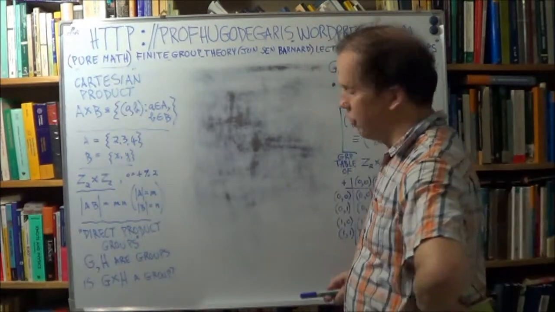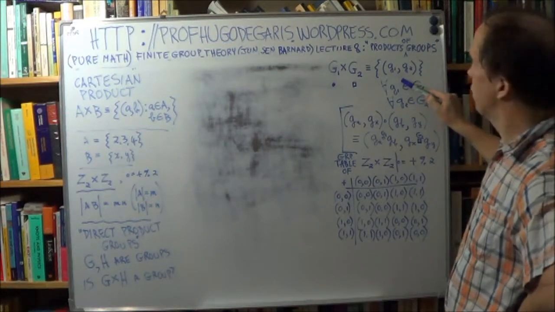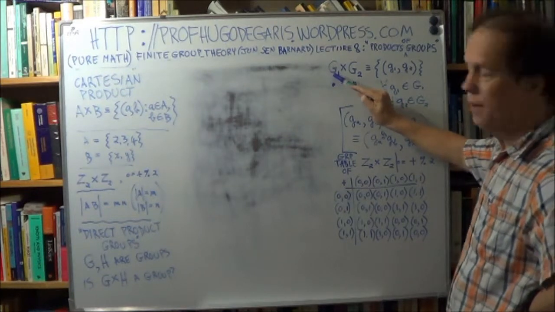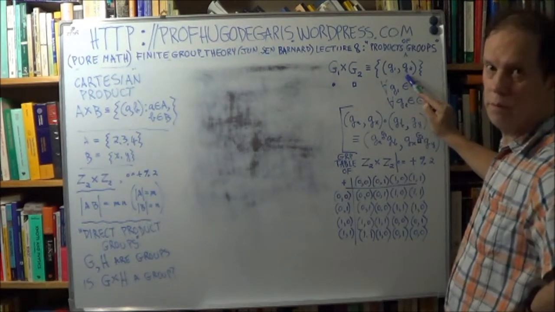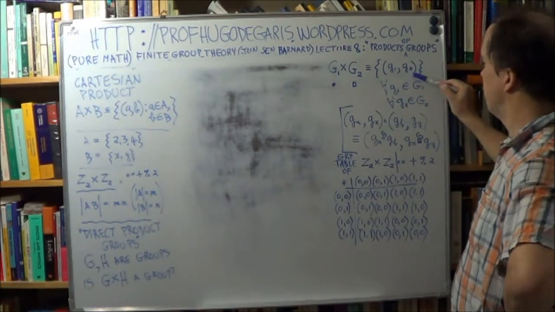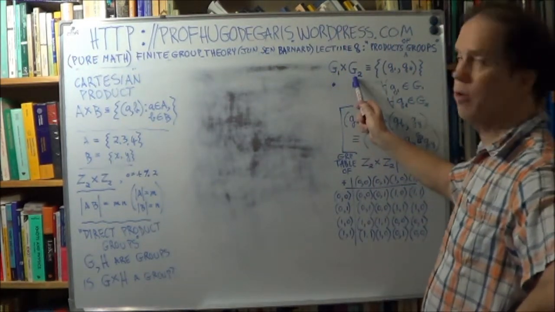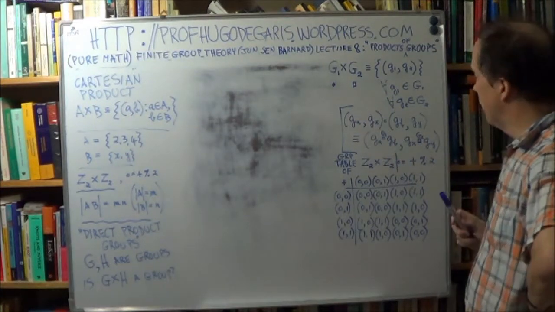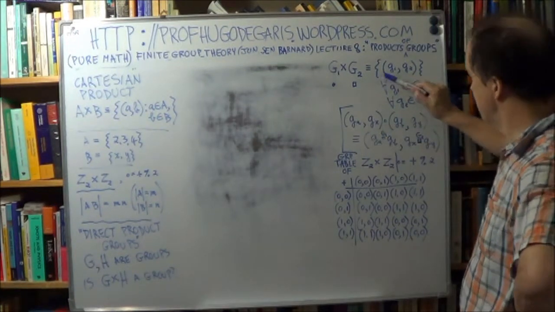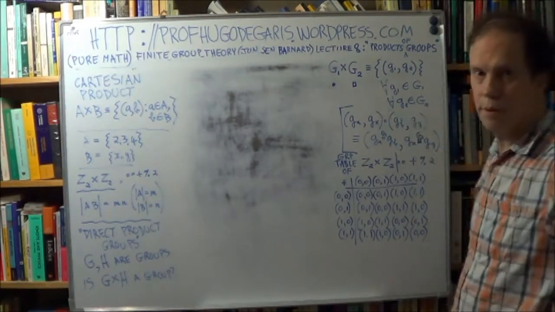Okay, so let's try to prove that this set of all ordered pairs, little g1 comes from all possible elements of this group G1, and little g2 from all possible elements of G2. So with all possible ordered pairs, the number of ordered pairs would be mn. The order of this is m, and the order of that is n. Okay? So with this definition of the binary operator, let's prove that it's a group.